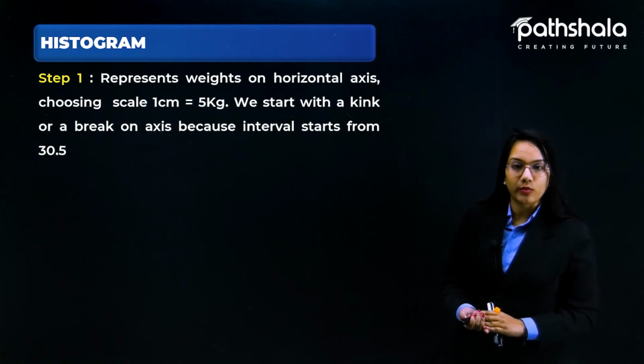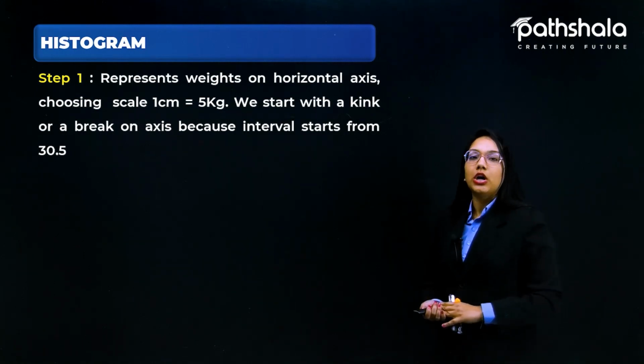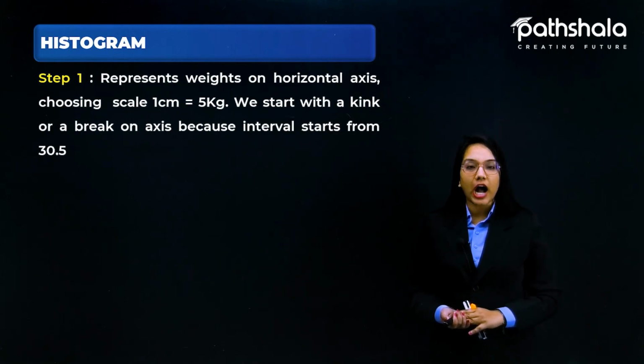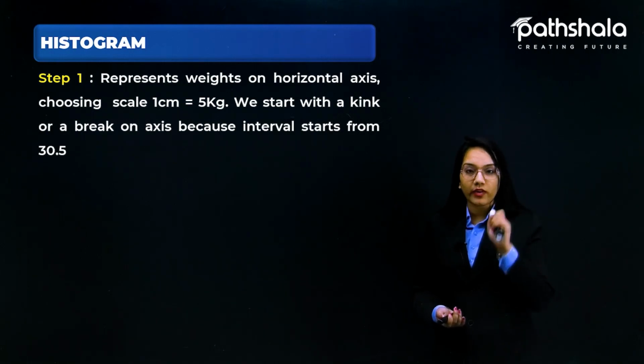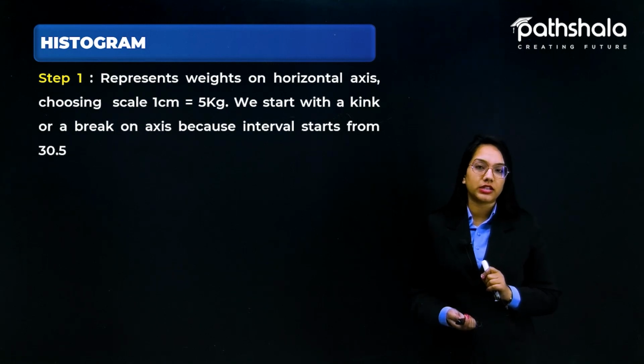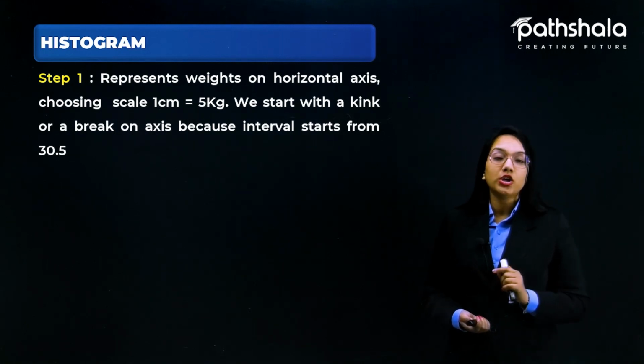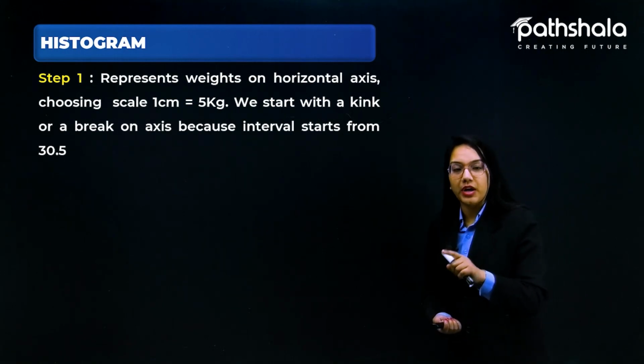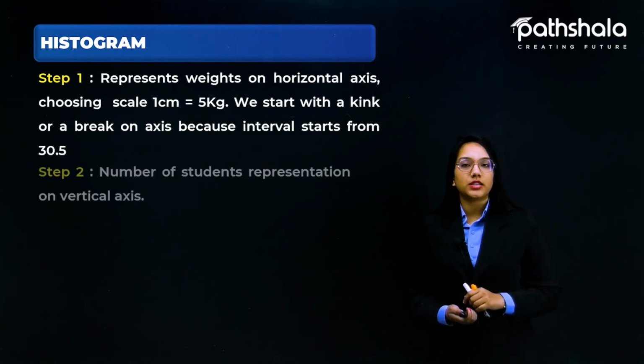Step number 1: represent the weights on the horizontal axis, choosing the scale 1 centimeter equal to 5 kg. We start with a kink over here. Why so? Because we know that the intervals are actually starting from 30.5. So we just have to take a kink in between the point 0 and 30.5. This is step number 1.